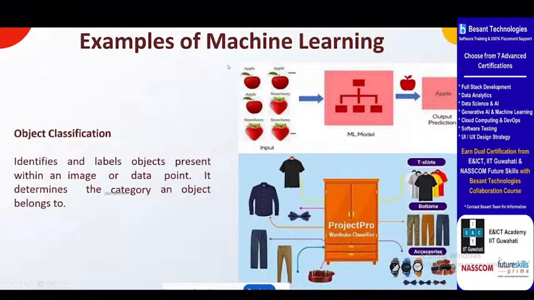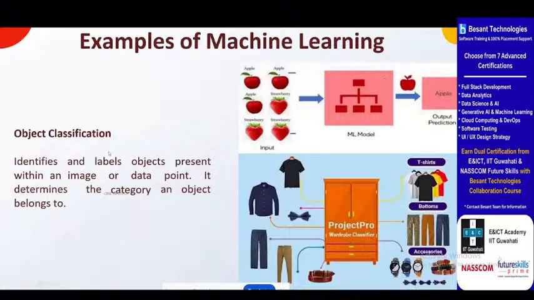Now we will see examples of machine learning. The very first example is object classification. Suppose I want to identify or label any objects present in this image. How many objects are there? See here, three apples and three strawberries. This is my input. If I give it to the machine learning model, the output comes as apple only, right? How is it coming as an apple? Why is it not coming as a strawberry?